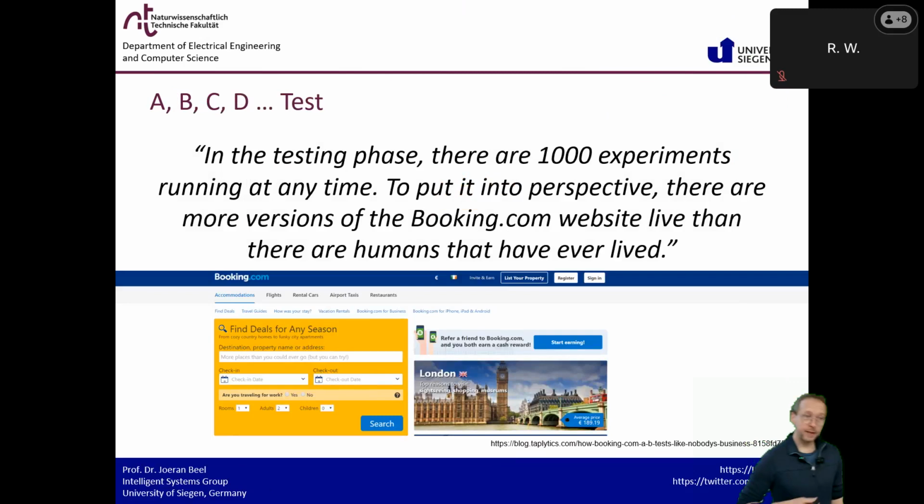And in reality, it's not A/B tests, it's typically A, B, C, D, and so on tests where you test many variations. Booking says, I'm not sure if it's true, there are 1,000 experiments running at any time on their website. So if you go to their website, sometimes I've realized that as well, there are subtle minor differences. Just a button at a different position, a slightly different color, a different font. So they just test everything to maximize how many people book a hotel on their website.